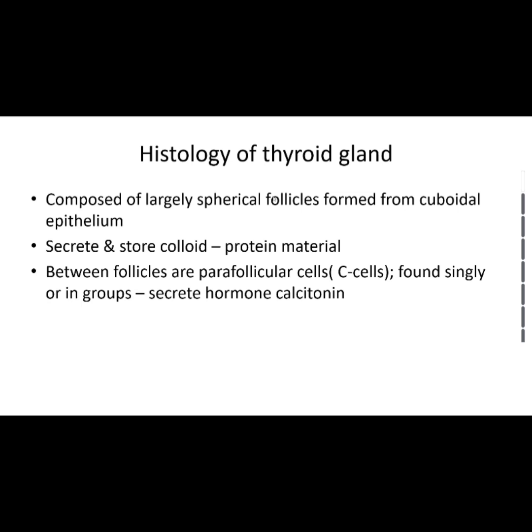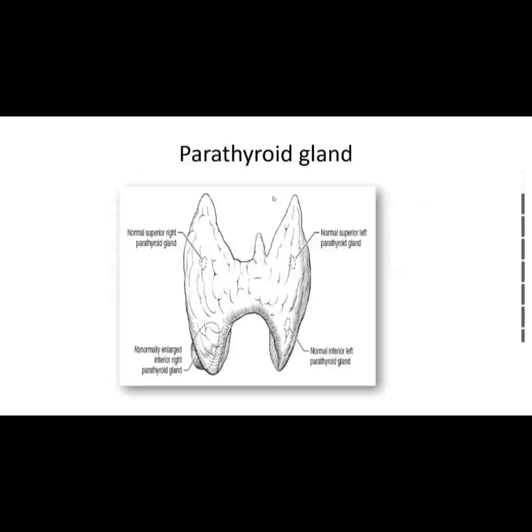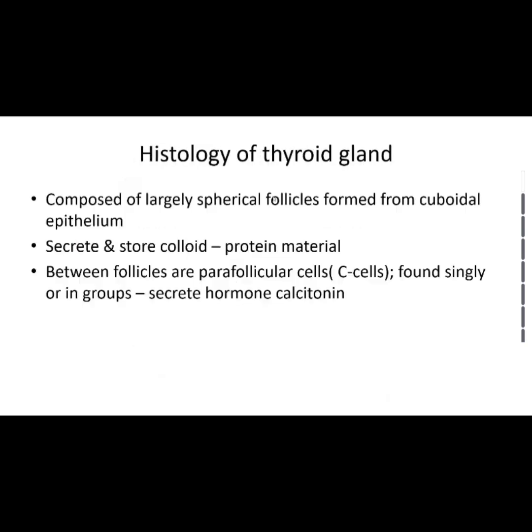We have what we call parafollicular cells, or you can call them C cells. They can be found as one or in groups. And these usually secrete a hormone we call calcitonin, which is important in control of calcium level within the blood, together with parathyroid hormone. So they deal with calcium metabolism.